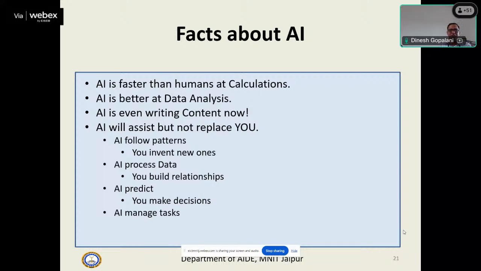A lot of automation is happening. AI can manage tasks actually. But when it comes to manpower actually, we are going to lead the people actually.